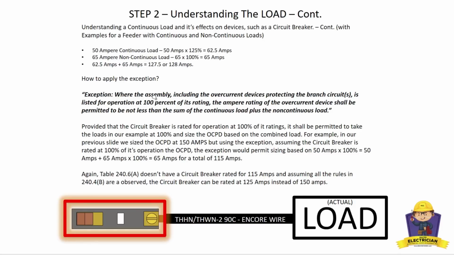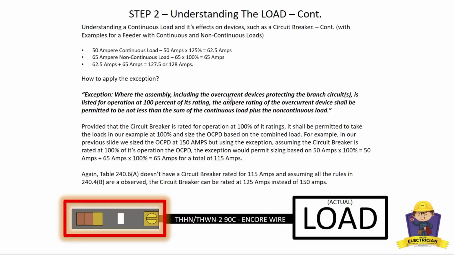The exception says where the assembly, including the overcurrent device, remember, it's not just the breaker, it's the assembly to which this breaker is installed. That's going to be from the manufacturer. They're going to state this application. Obviously, if they put one of those special breakers in it, they evaluate it with the assembly or the enclosure, the bus that it's connected to and all that. It says where the assembly, including the overcurrent device, protecting the branch circuits is listed for operation at 100% of its rating, the ampere rating of the overcurrent device shall be permitted to be not less than the sum of the continuous load plus the non-continuous load.